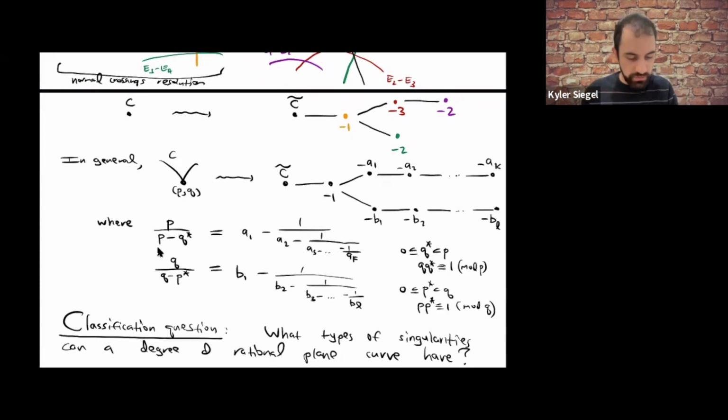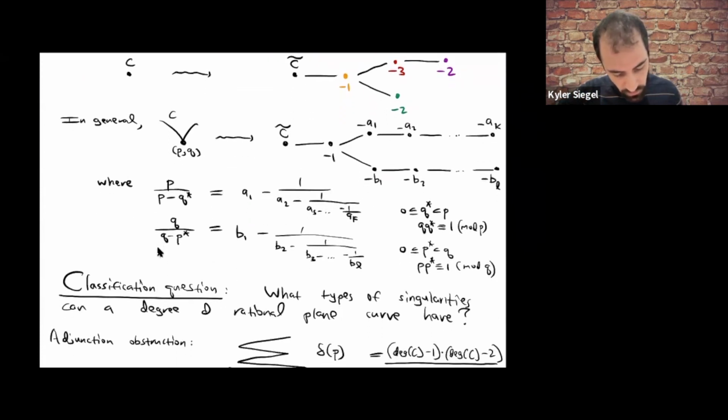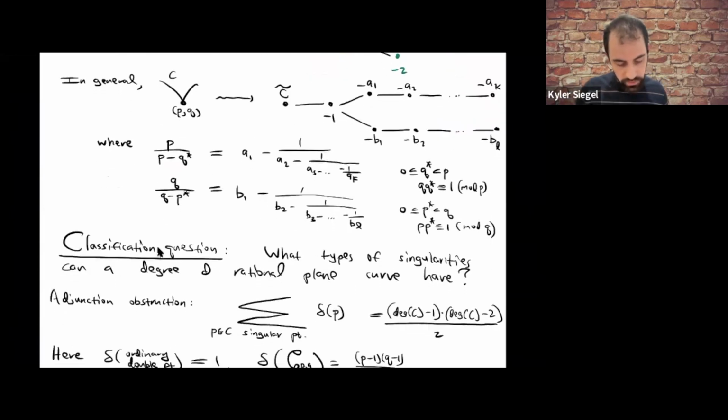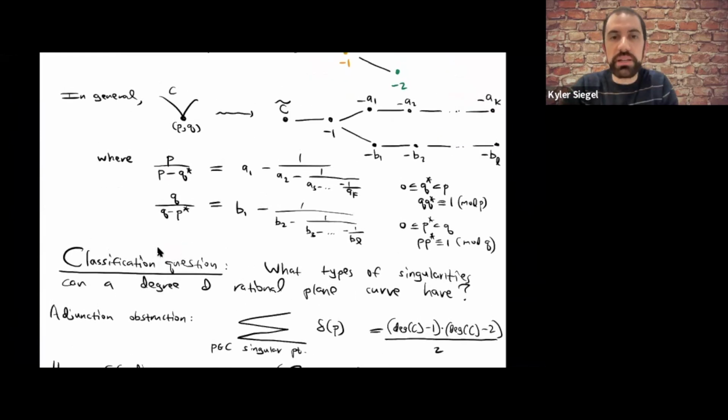And let's assume maybe we're only interested in, first of all, only allowing cusp singularities, maybe even only cusps with one Puiseux pair, and then you can ask what possible combinations of Puiseux pairs could be the singularities of a degree D curve. So there's one really basic obstruction to having a degree D curve with certain singularities, which is given by just the adjunction formula.